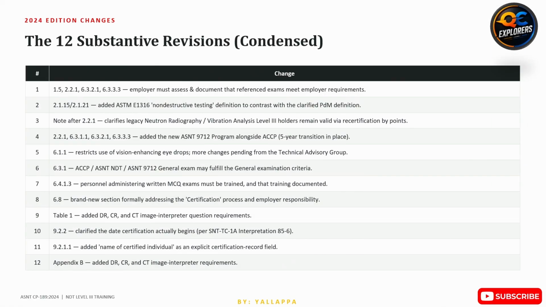Now we'll review one of the most important slides in this course, the 12 substantive revisions introduced in the 2024 edition of ANSI ASNT CP-189. These changes are frequently tested in Level 3 examinations and are highly relevant during employer and client audits.